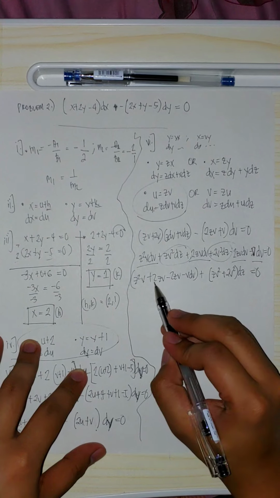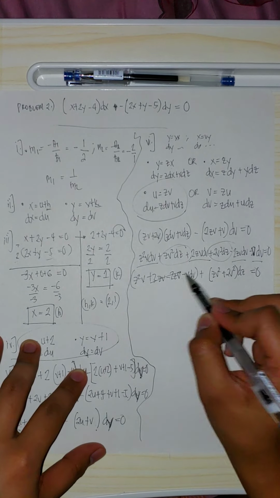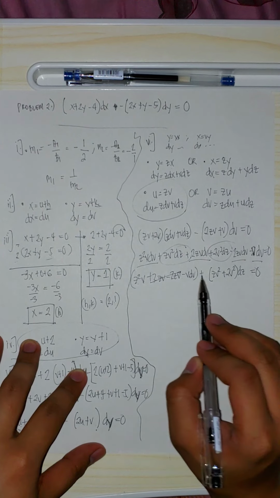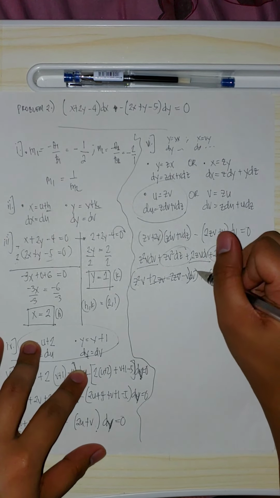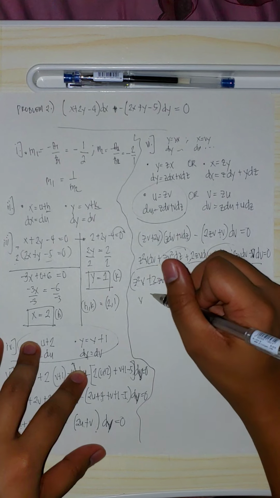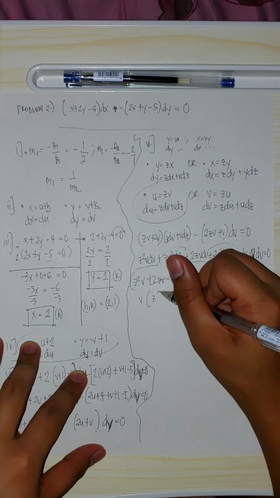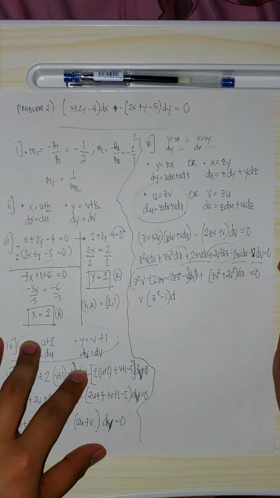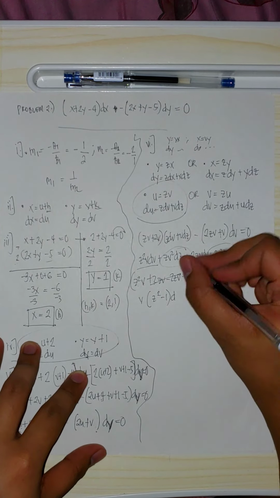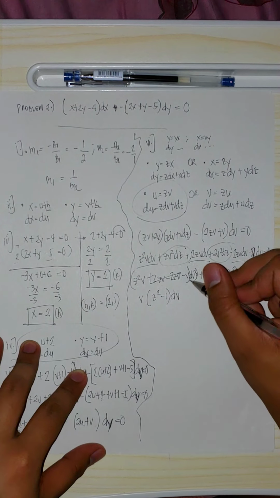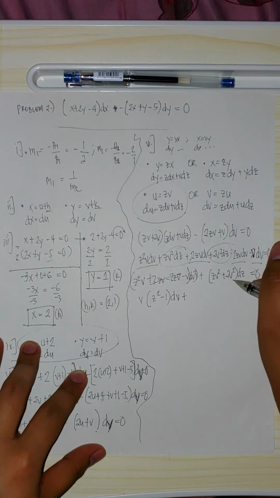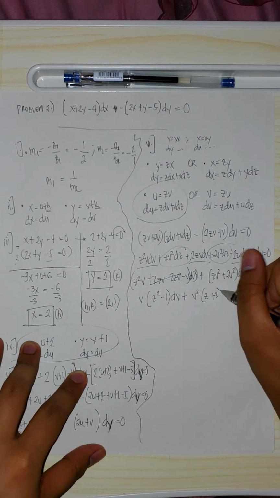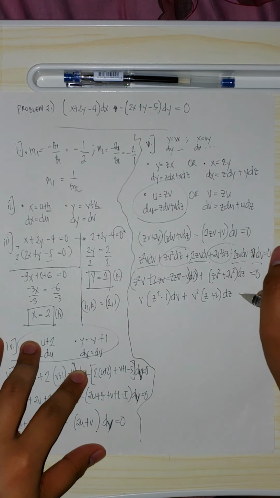So this is 2zv minus 2zv, this becomes 0. And then naatay common term diri, that is v. So ato siya mapagawas. So we have v times quantity z squared minus 1 times dv. Plus atong i-factor out si v squared, we have v squared times z plus 2 times dz equals to 0.